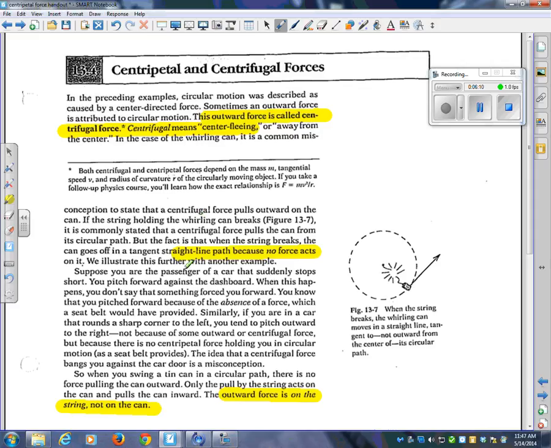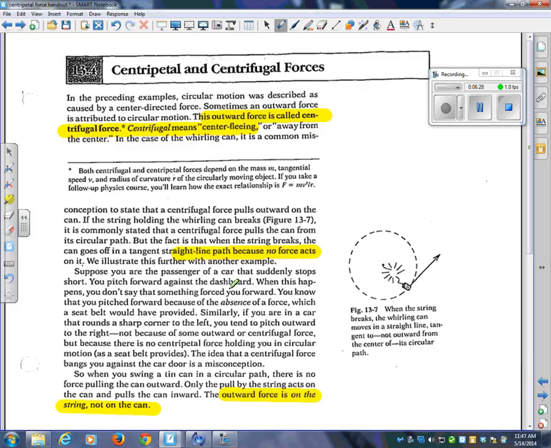Suppose you are the passenger of a car that suddenly stops short. You pitch forward against the dashboard. Stop short means they slam on the brakes, right? You all go forward, crack your head on the dash. When this happens, you don't say that something forced you forward. You know that you pitched forward because of the absence of a force, which is what a seatbelt would have provided.